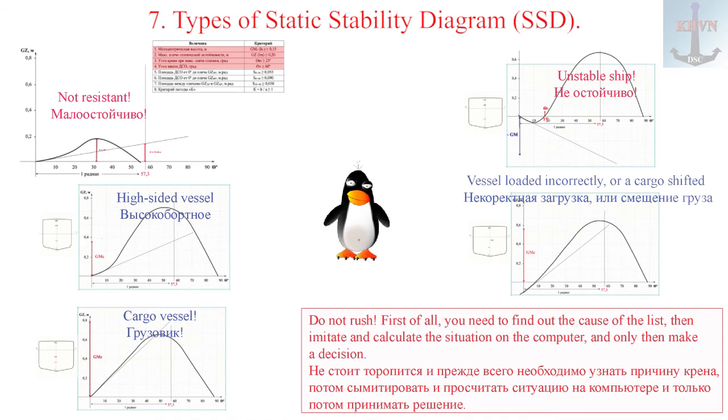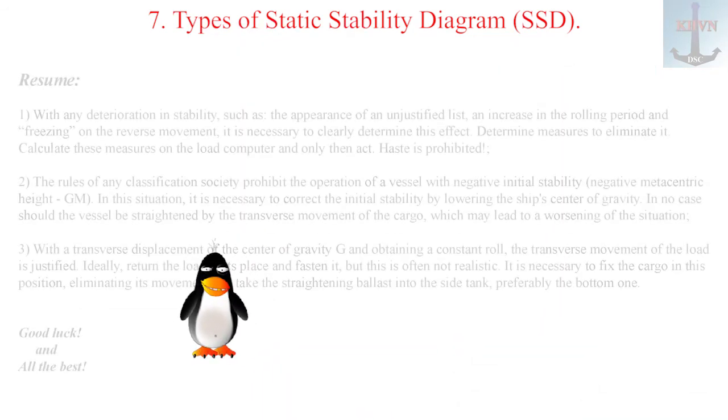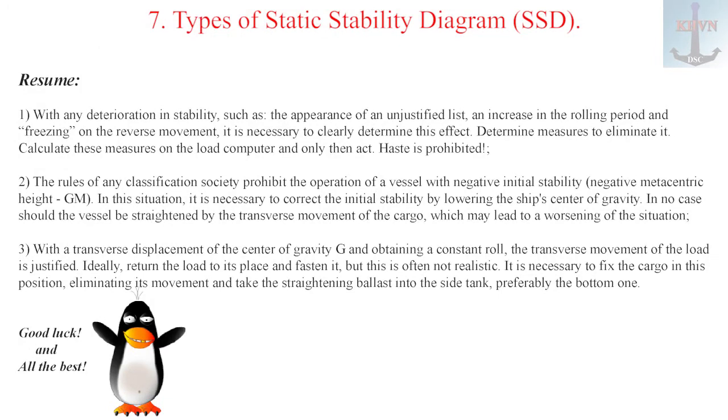The most basic types of static stability diagrams are considered and analyzed. Of course they are not exhausted. Each situation is unique, as is the corresponding SSD. Resume. 1. With any deterioration in stability, such as the appearance of an unjustified list, an increase in the rolling period and freezing on the reverse movement, it is necessary to clearly determine this effect. Determine measures to eliminate it. Calculate these measures on the load computer and only then act.